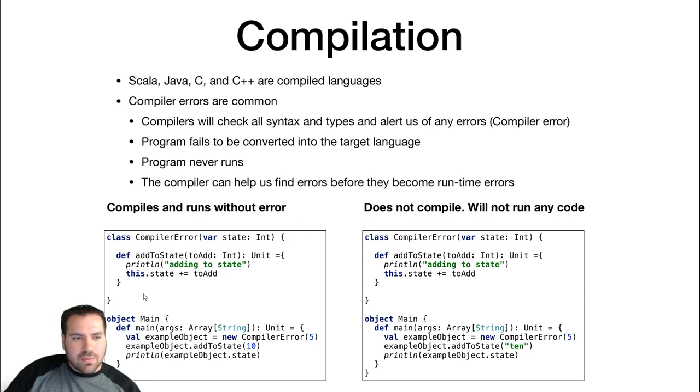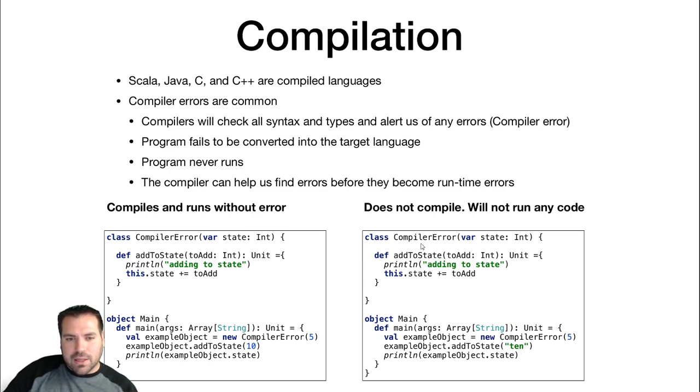So same example from the previous slide, just in Scala, we get this code that runs fine. We have the 10, the 5, everything's great, it prints "adding to state" and 15 to the screen. But when we have this error here, the code never runs at all. This is going to be a compiler error because addToState takes an int. We gave it a string. The compiler says, no way, I'm not even going to touch this code. I'm not running this. I'm not doing anything with it because there's an error.